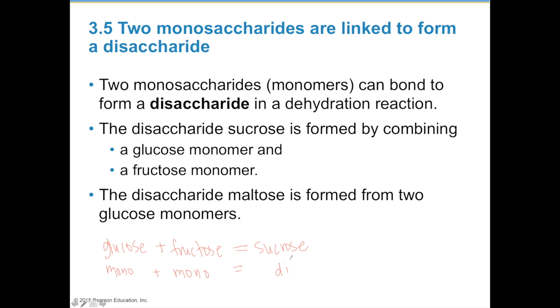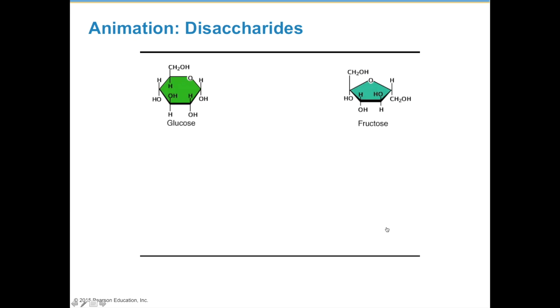Got it? So the disaccharide maltose is formed from 2 glucose molecules. This will be important when I want you to think about this whenever we're doing the lab for this particular chapter. Let's take a look at this video.